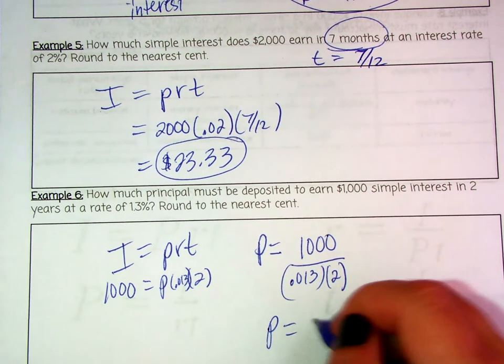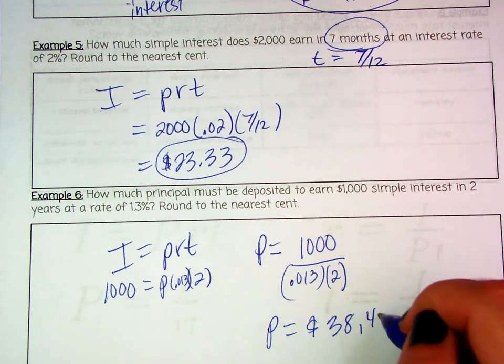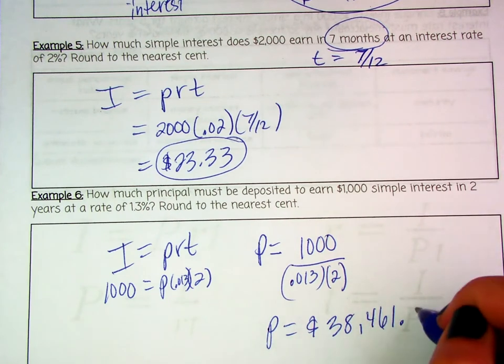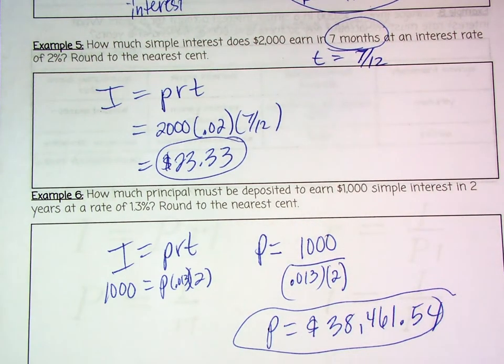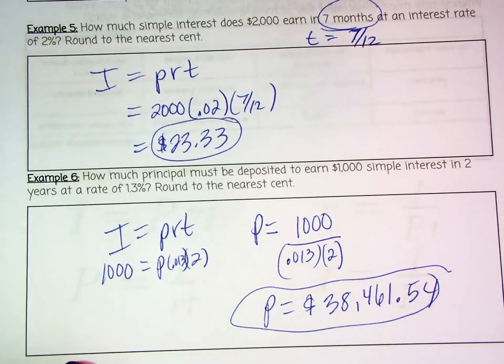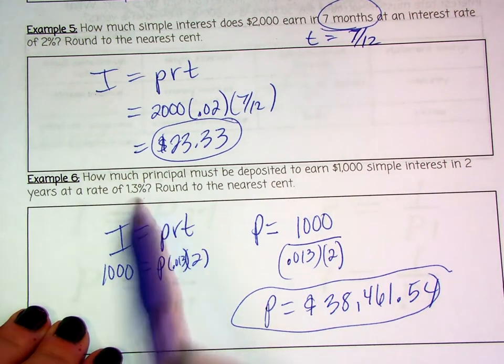Oh, that's a lot of money. $38,461 and 54 cents. It's a big number because to earn interest of $1,000, you have to have a lot of money in the bank to do that, especially at such a low rate of 1.3%.